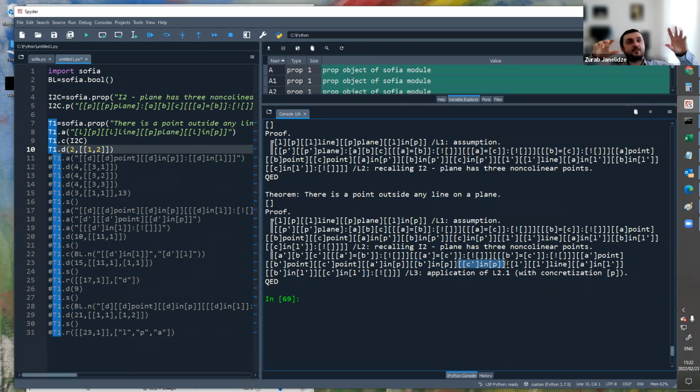Remember what the axiom says? The axiom says that every plane will have 3 points which do not lie on the same line. I've already identified 3 points. Now I want to say that it's impossible for those 3 points to lie on the same line. And let's see how we do this. It's done basically here.